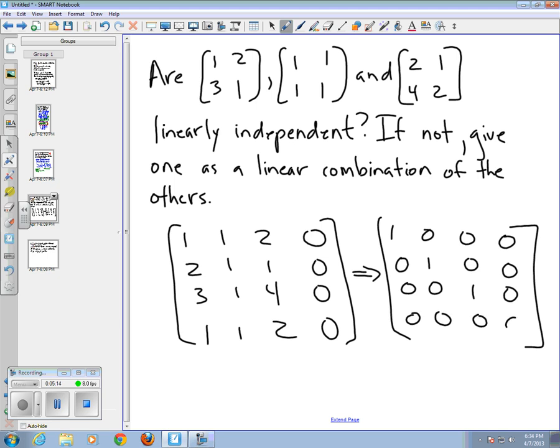So again, this is the augmented matrix for a system. This will be c1, c2, c3 for your linear combination of those three matrices. You can see that c1, c2, and c3 are all equal to 0. So the matrices are linearly independent.